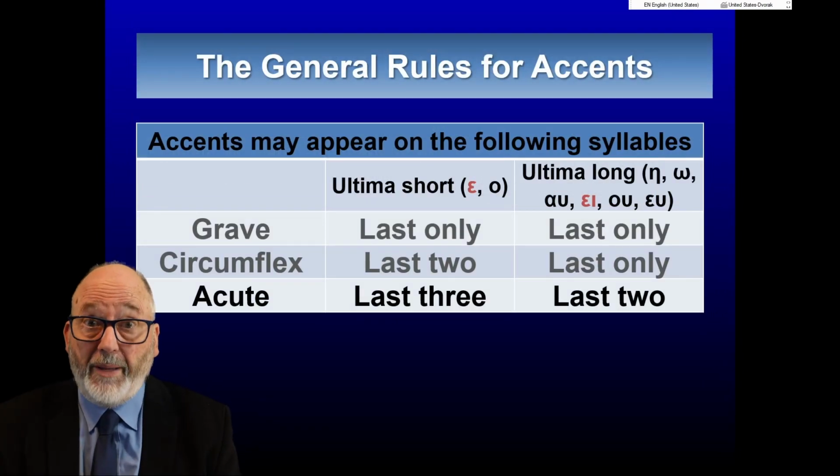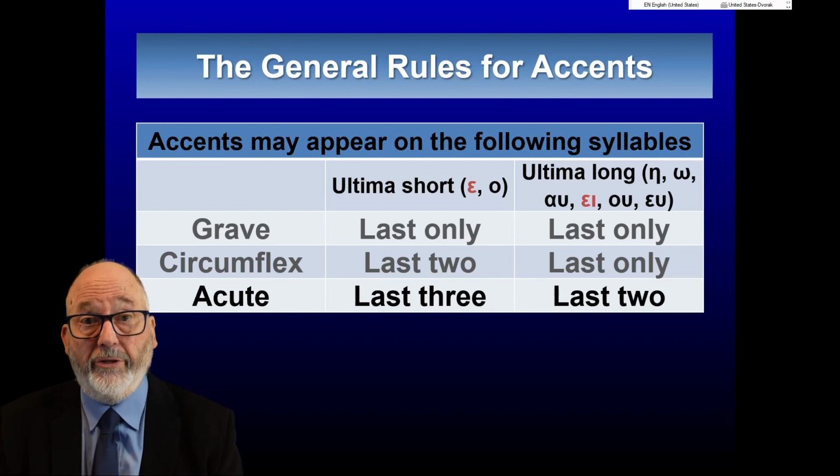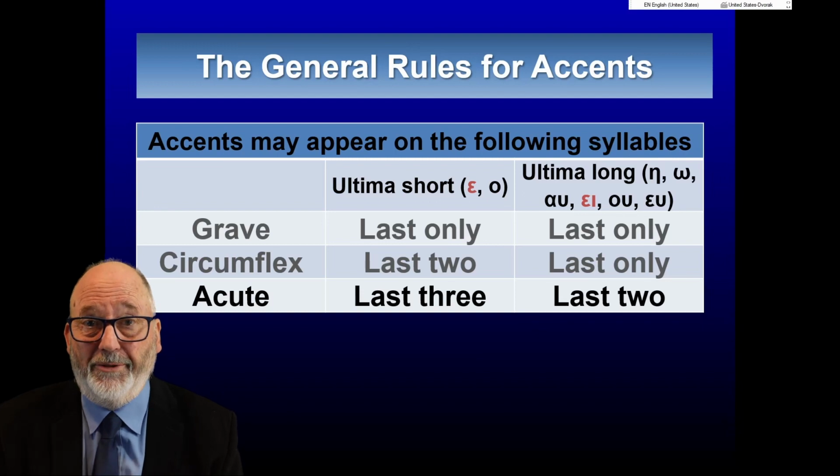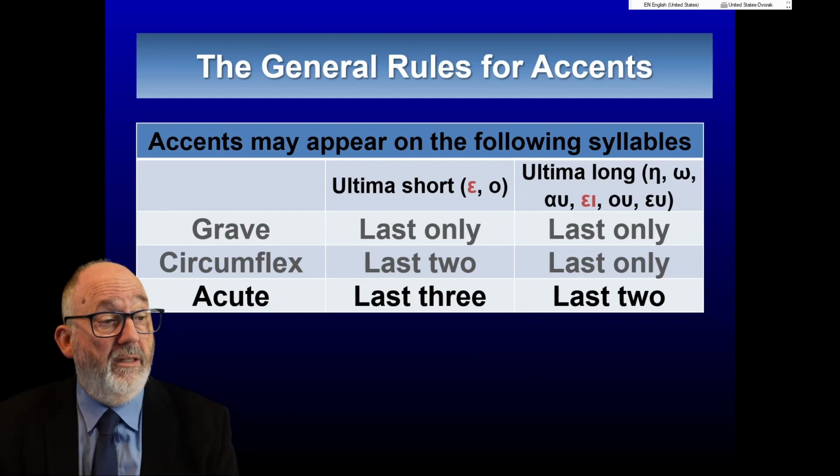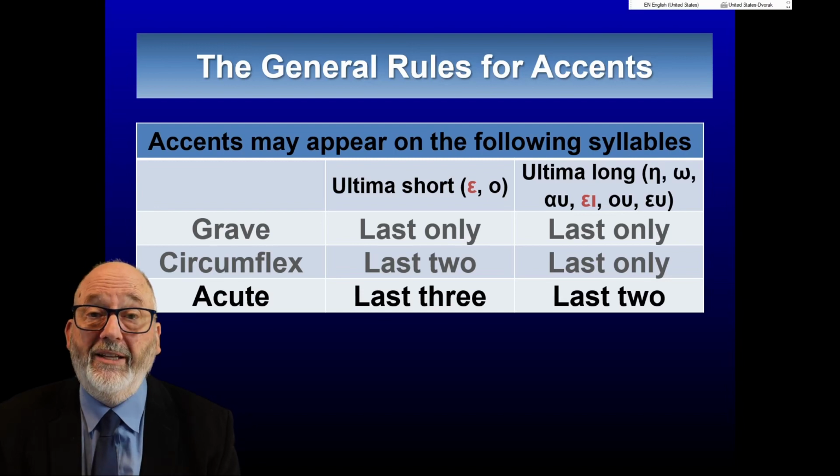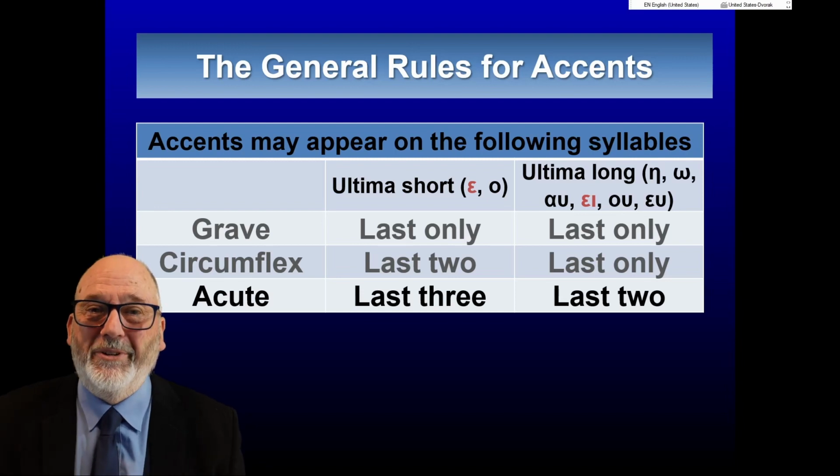You will no doubt remember that an acute accent can go in the last 3 syllables of a word. Well, that is if the last syllable is short. If the last syllable is long, it can only go in the last 2 syllables. I have highlighted the fact that epsilon is short and epsilon iota is long, because we will need that.